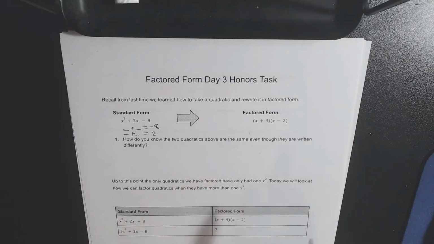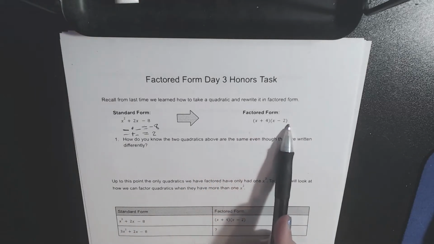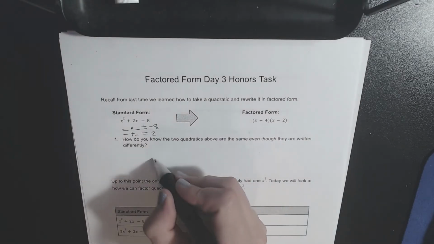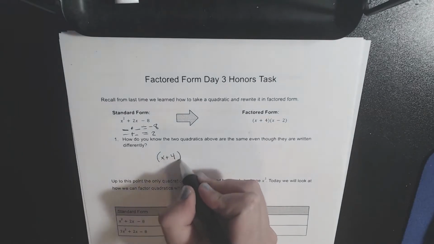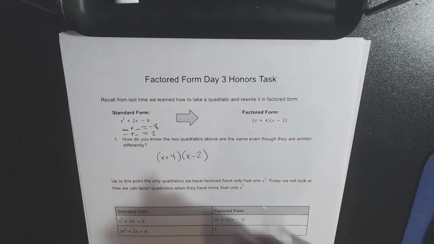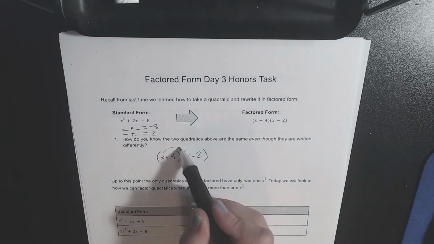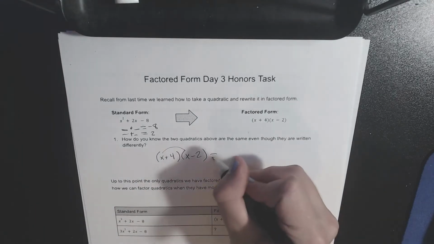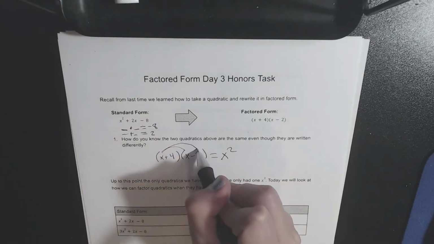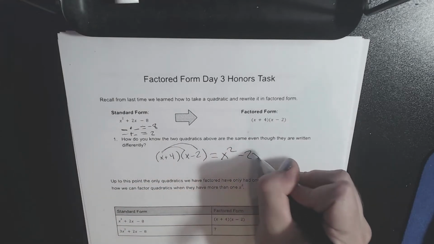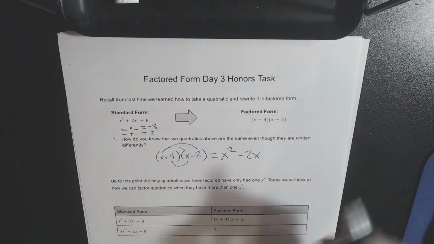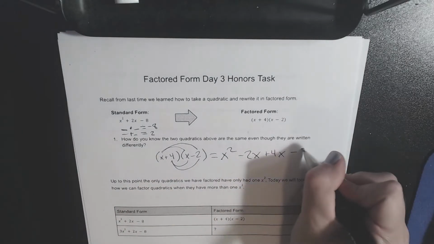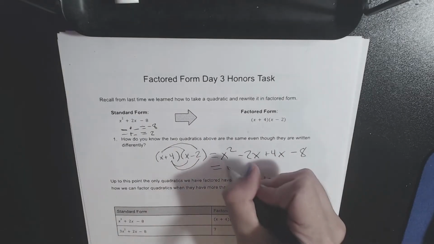Or the other way is you could just distribute out the x plus 4 times the x minus 2, and that would show you that they're the same. So I'm going to do that one, but you can also just factor it. That would work too. So I'm just going to FOIL it, distribute it out. X times x would give us x squared. X times -2 is -2x. And then 4 times x is 4x. 4 times -2 is -8. So then all together here we get x squared.